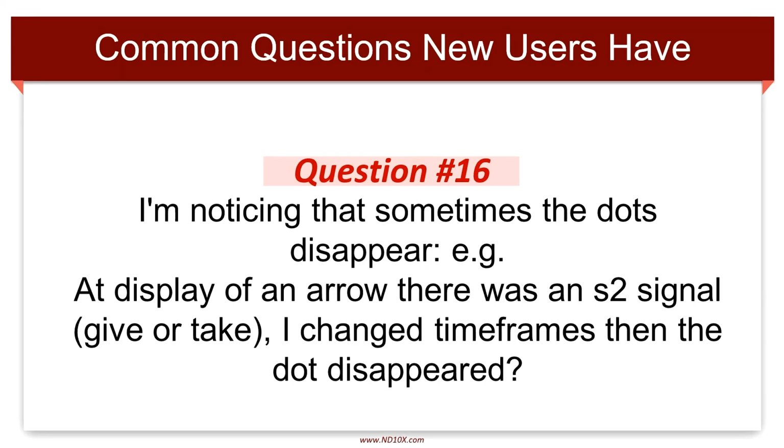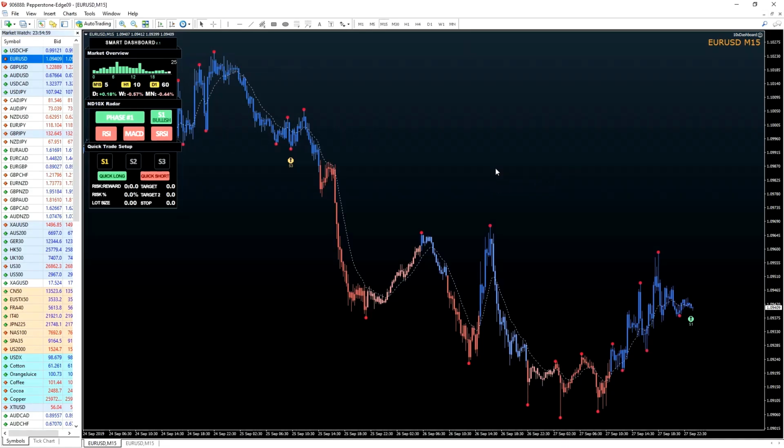Question 16. I'm noticing that sometimes the dot disappears. For example, there was an arrow displayed for an S2 signal, give or take. I changed the time frame, then the dot disappeared. What we have as an issue is that we have a large amount of code for the ND10X, and MT4 is an old platform, so it doesn't use all of your PC speed. So you need to reduce the amount of signals that we are going to show.